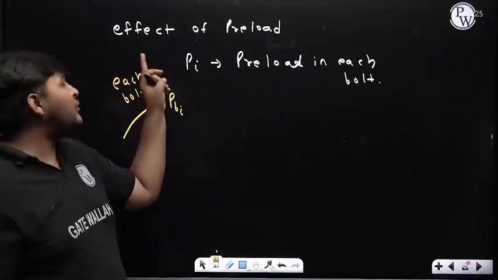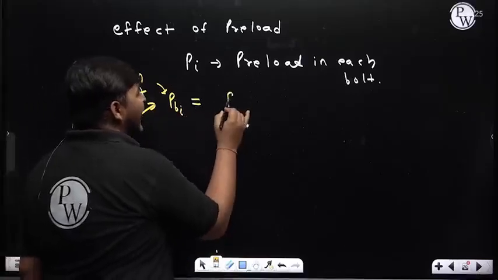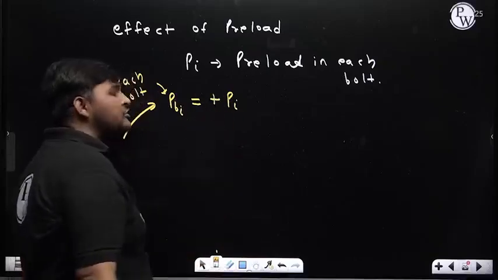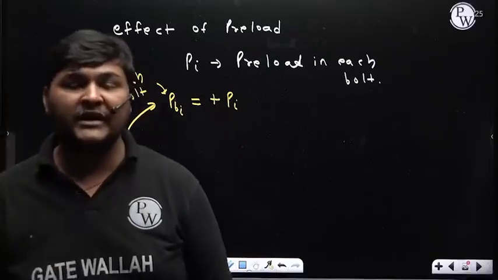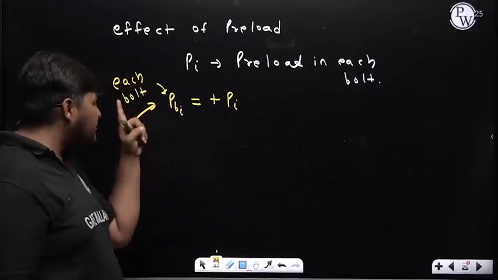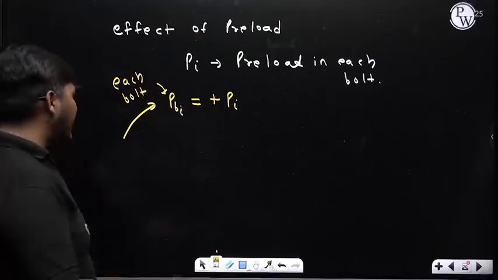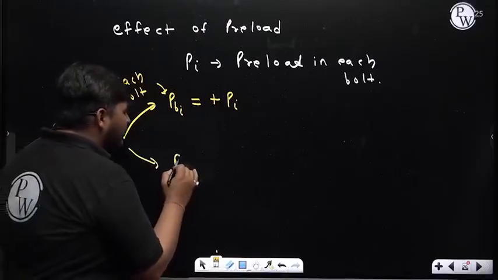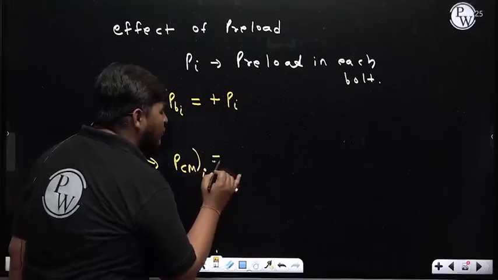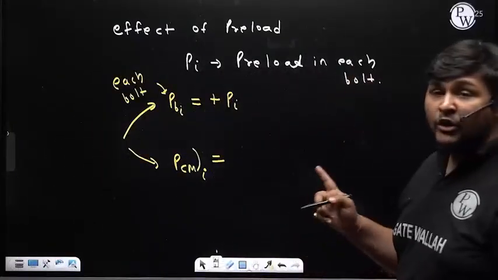So due to preload, the axial force in the bolt will be Pi, and its nature will be tensile. That's why plus Pi, because due to preload, a bolt will always be in tension. So due to preload, the net axial force in each bolt is plus Pi, because Pi is the preload in each bolt. But our objective is to calculate what axial force will come in the connecting member. So if we calculate the net axial force in the connecting member due to preload, listen carefully. Here Pi is the preload in each bolt.